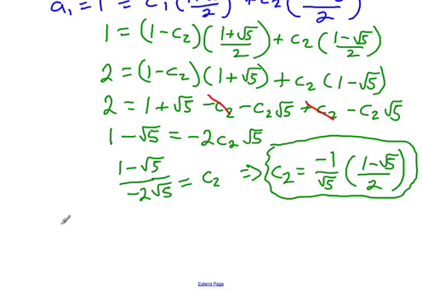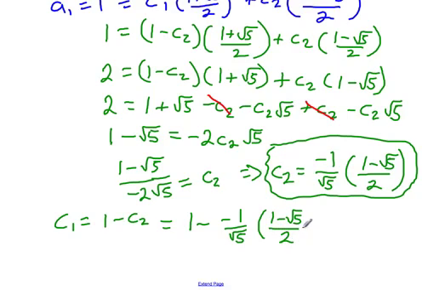Now we're going to find C1. And recall that C1 equals, I believe, 1 minus C2. Which equals 1 minus, and here's C2, negative 1 over root 5 times 1 minus root 5 out of 2. Okay, so there we have it.